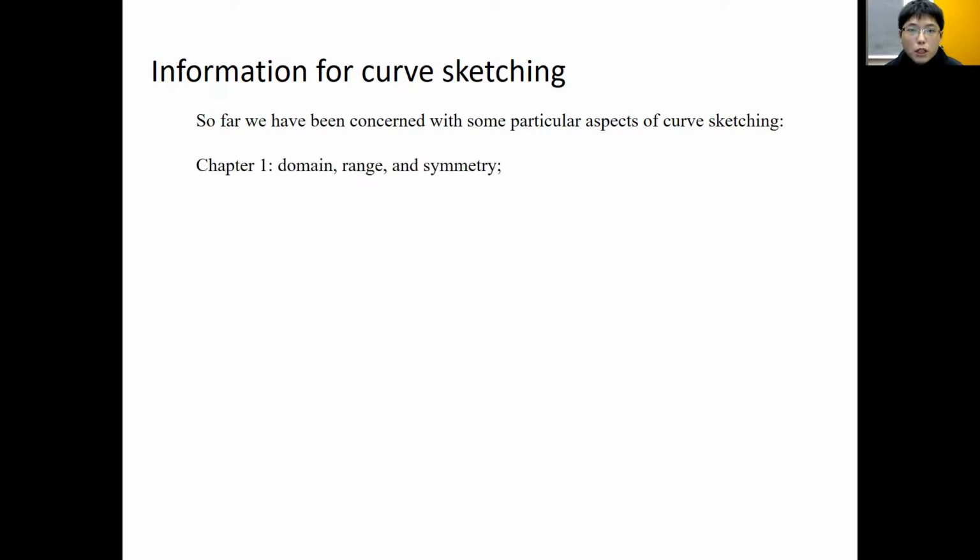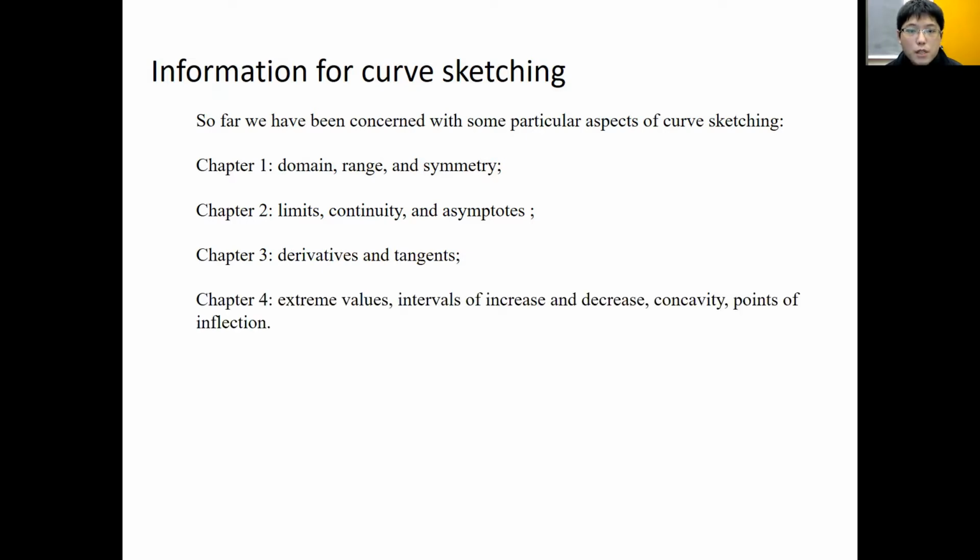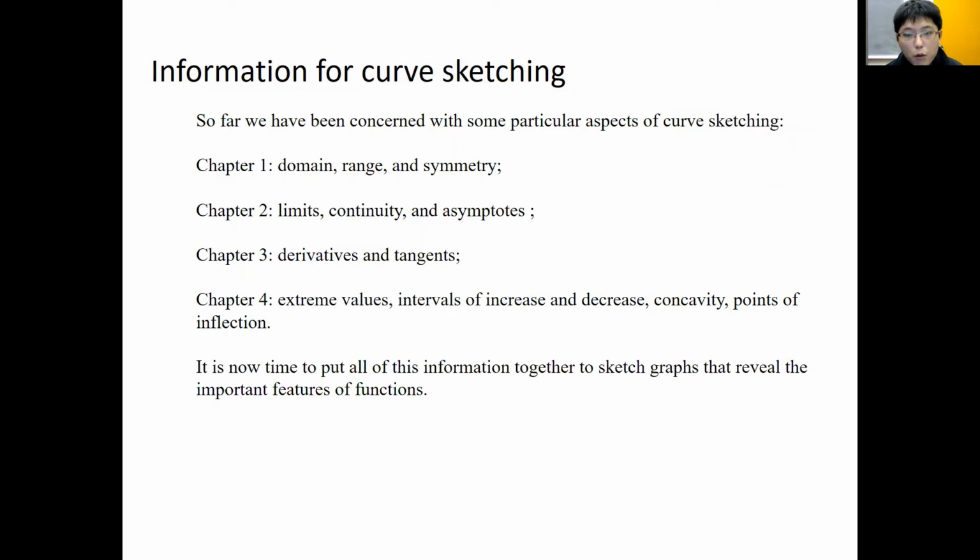In chapter 1, we studied domain, range, and symmetry of a function. In chapter 2, we studied the limits, continuities, and asymptotes. In chapter 3, we studied the derivatives and tangents. In chapter 4, we studied the extreme values, intervals of increase and decrease, concavity, points of inflection. Now is the time to put all this information together to sketch graphs that reveal important features of functions.